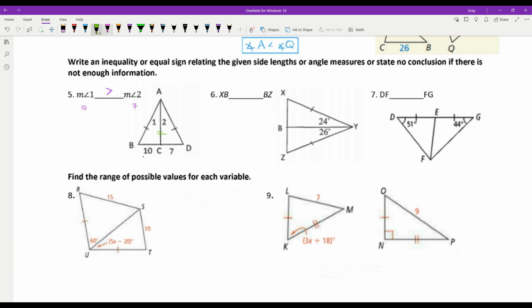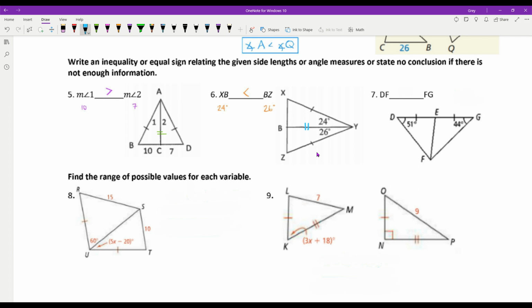Okay? Now we go to 6. I have XY is congruent to YZ. I know that BY is congruent to itself, but I know that across from XB is an angle with measure 24 degrees, and across from BZ is an angle that measures 26 degrees. So we know that XB has to be less than BZ.